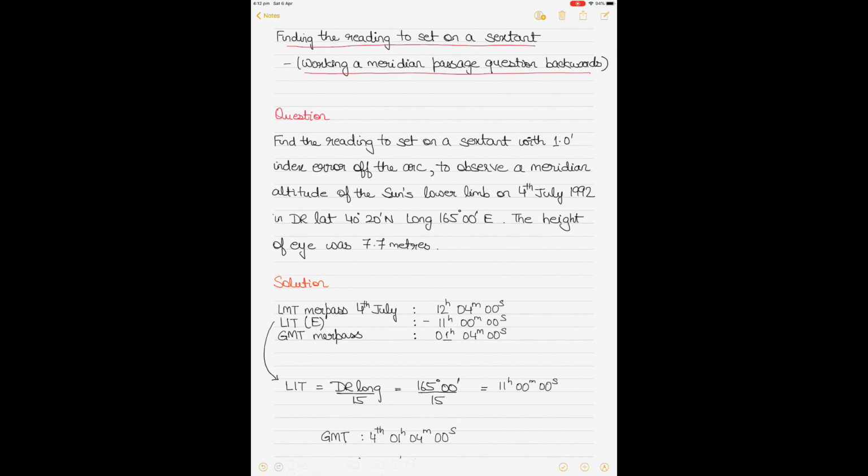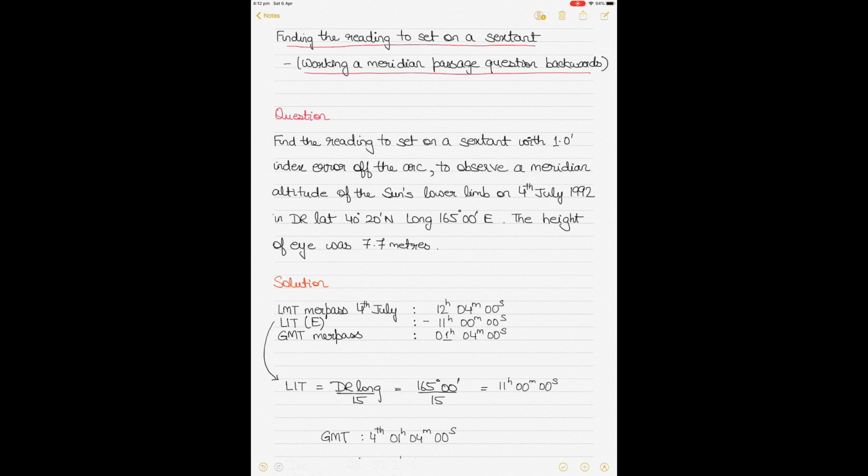A meridian passage, if you don't know what it is, is when the sun is exactly on the observer's celestial meridian. So if I project the observer's position from the Earth's surface to the celestial sphere, when the celestial body is exactly on the observer's meridian, that is called a meridian passage.